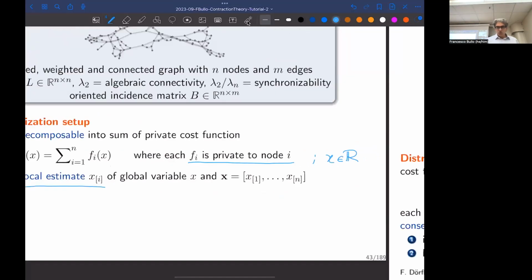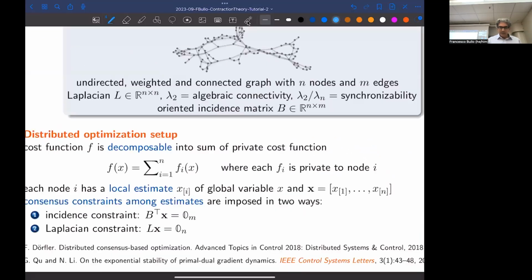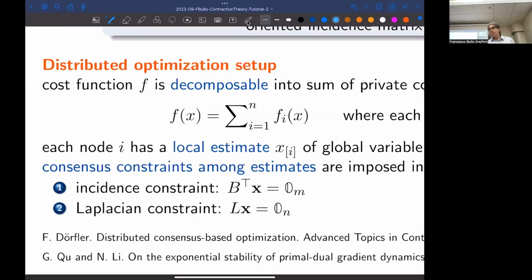Now, when we want to solve the optimization problem in a distributed way, we would like to ensure consensus among the variables, the various states. So I want to make sure that at the end, after I have converged, my estimate is equal to the estimate of every other node. Therefore, we have all computed the same x star that solves the optimization problem.